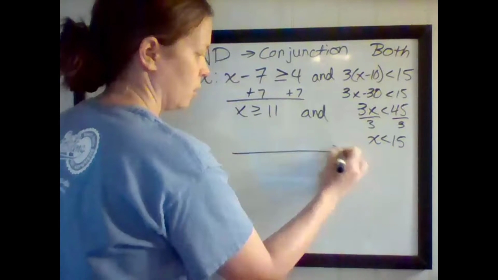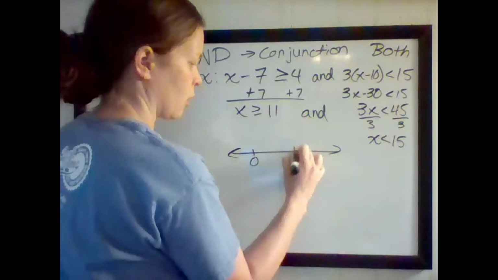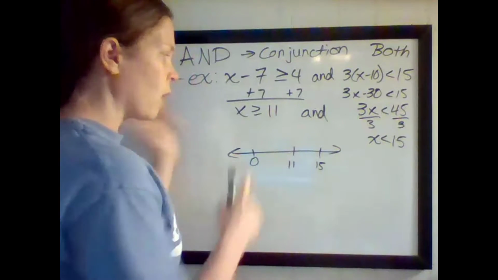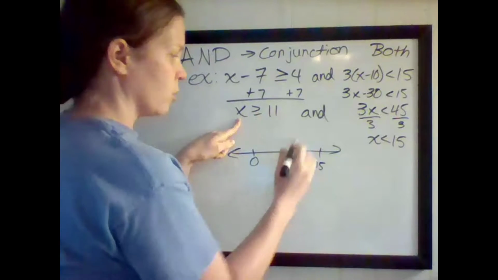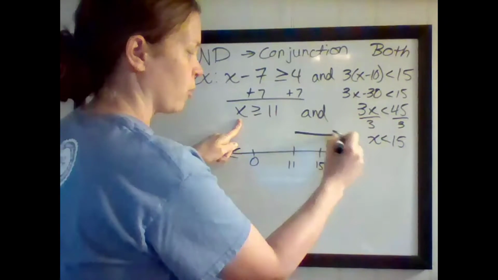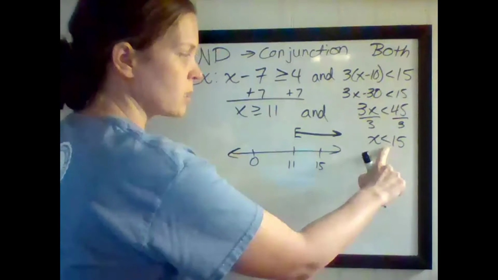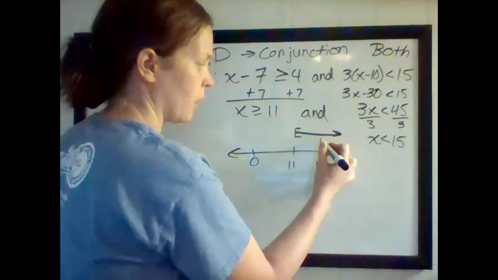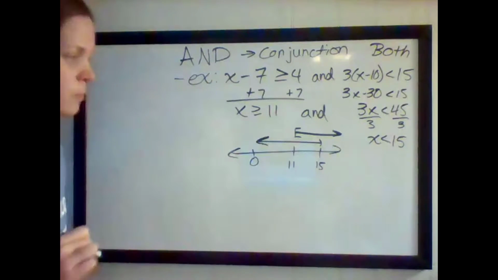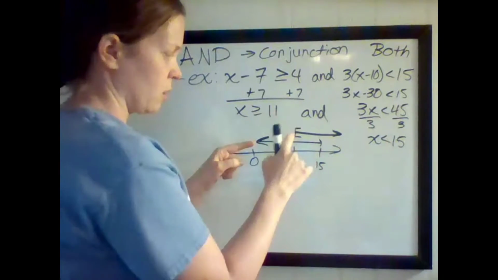Let's put this on a number line. 0 over here, I'm just going to sketch in. Here's 11, here's 15. So x is greater than or equal to 11. From 11, I'm going to the right, greater, with a bracket. X is less than 15, so at 15, I have a parenthesis, and I'm going less, so to the left.